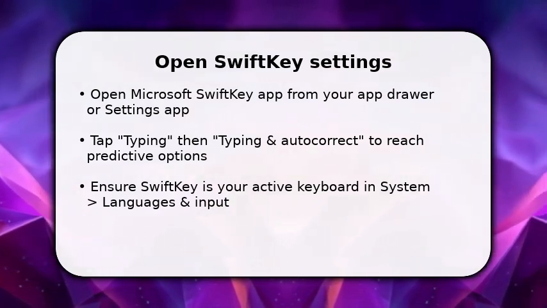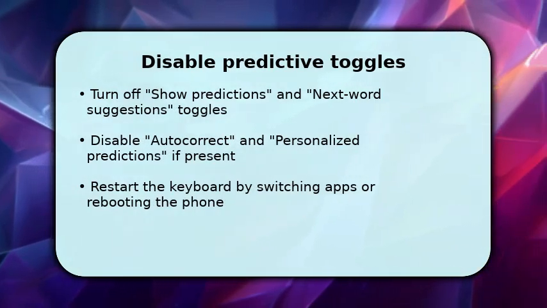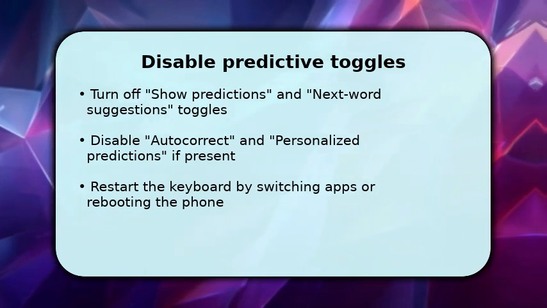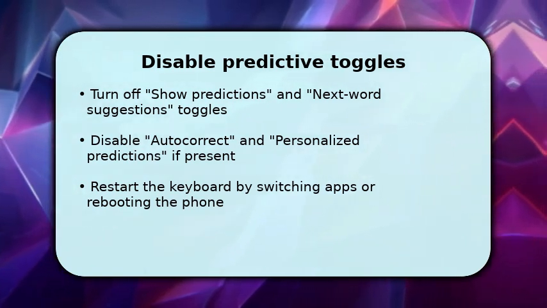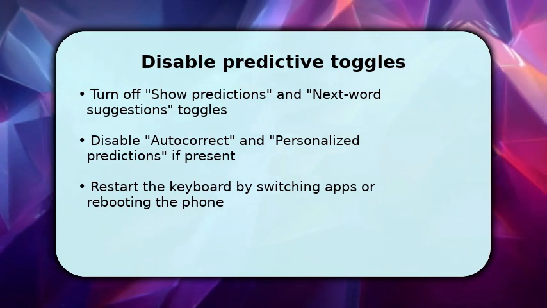Now, flip the actual switches. Turn off Show Predictions and Next Word Suggestions to stop word bars and predicted phrases. Disable Autocorrect if you want no automatic replacements, and turn off Personalized Predictions to stop learned vocabulary from reappearing.